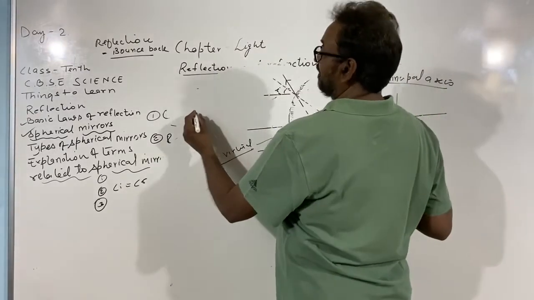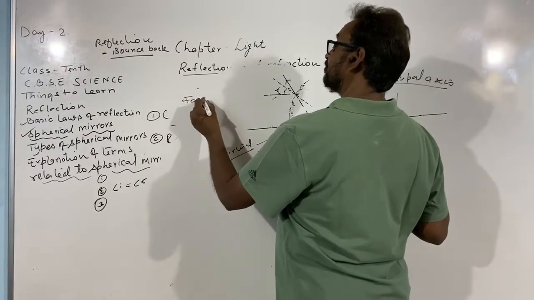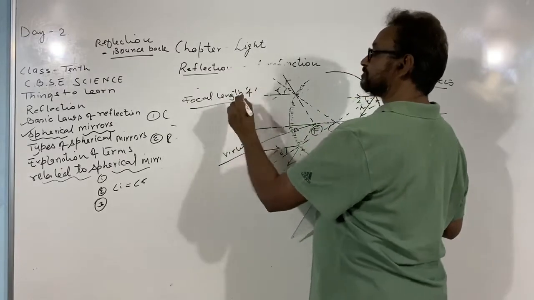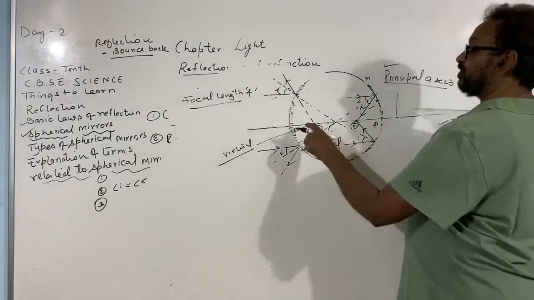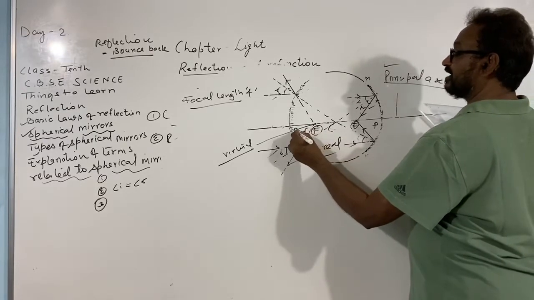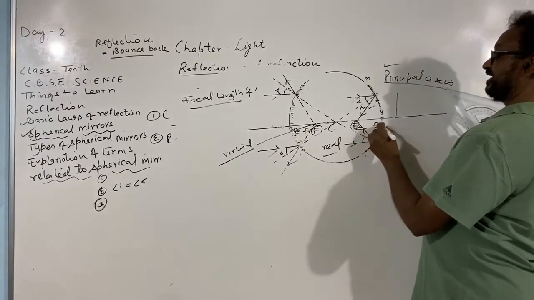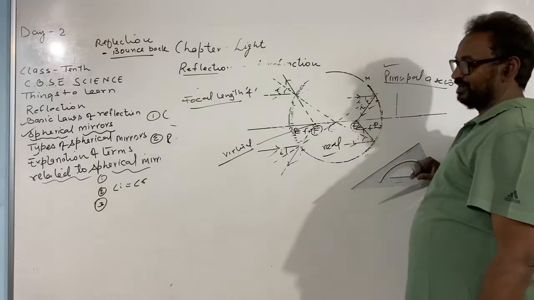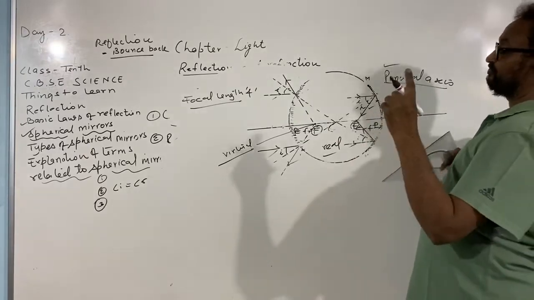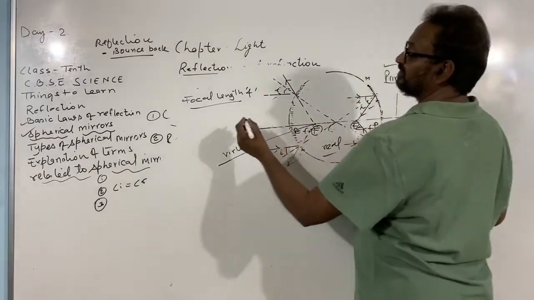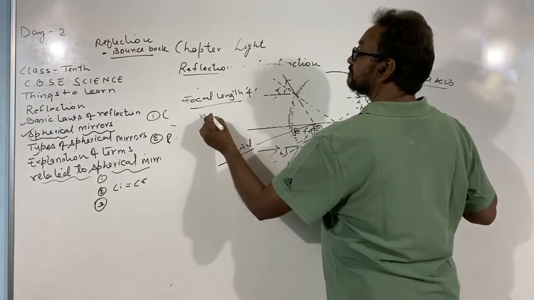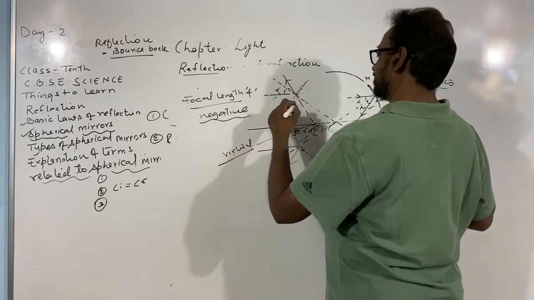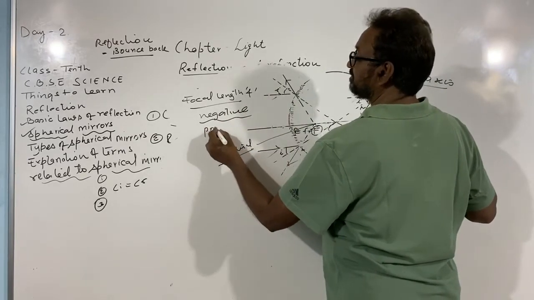Finally, we have a term, focal length. The distance between the pole and the principal focus is called the focal length of the mirror. By sign convention, the focal length of the concave mirror is negative and the focal length of the convex mirror is positive.